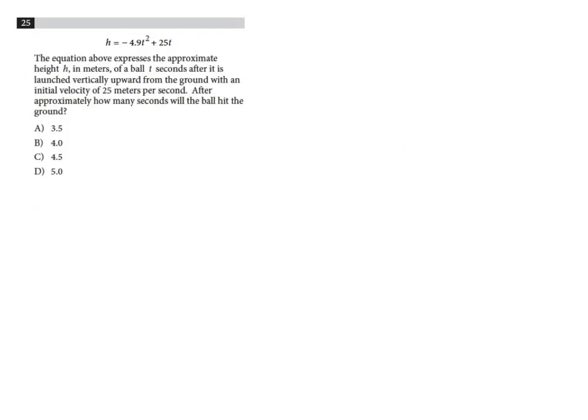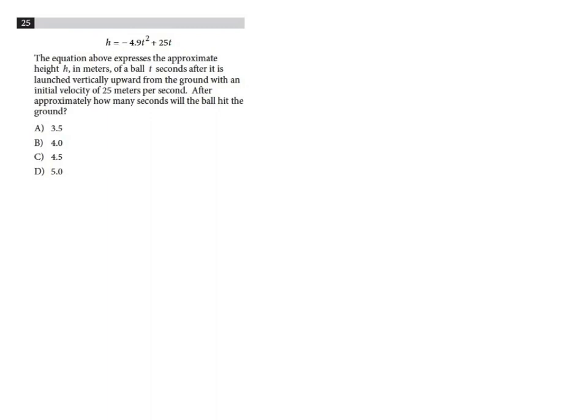Okay, problem number 25. We've got a quadratic here. The equation above expresses the approximate height in meters of a ball t seconds after it is launched vertically upward from the ground with an initial velocity of 25 meters per second. After approximately how many seconds will the ball hit the ground?